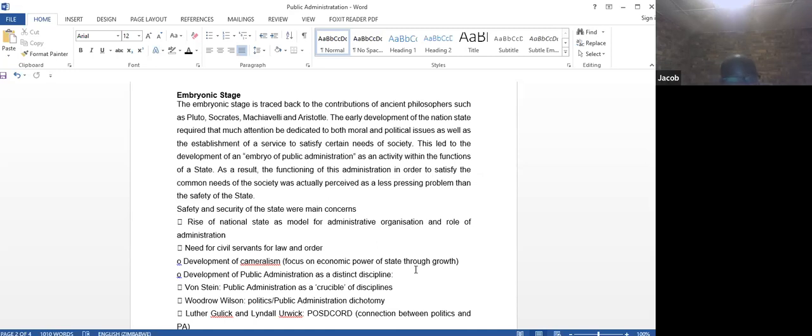Then they say public administration is on its own, but they regard it as less effective or less important. With time, there came von Stein, who also introduced public administration as a crucible of disciplines. Then Woodrow Wilson, politics and public administration. Then there's what is called POSDCORB, the connection between politics and public administration. This abbreviation is also very important.